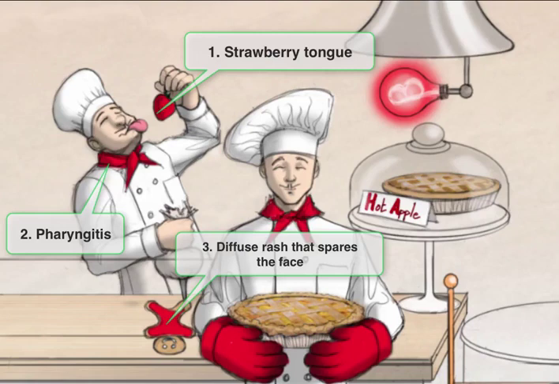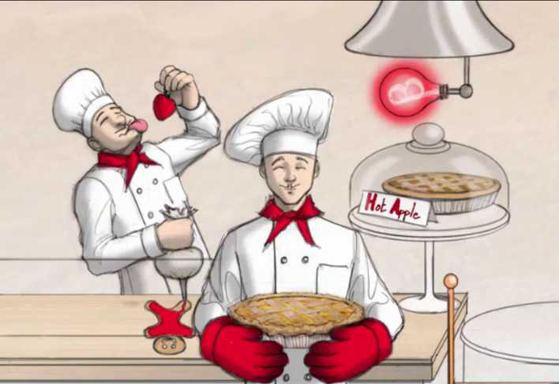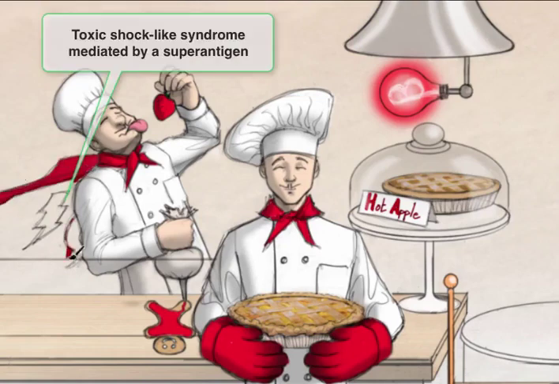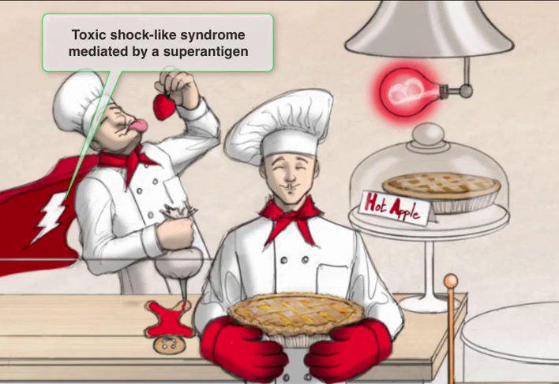Another condition caused by this toxin is very similar to Staph aureus' toxic shock syndrome, and it's referred to as toxic shock-like syndrome, or TSLS. This toxin behaves as a superantigen just as it does for Staph aureus, so we'll use the same cape, the super cape with the lightning bolt, where super stands for superantigen and the lightning bolt for shock.